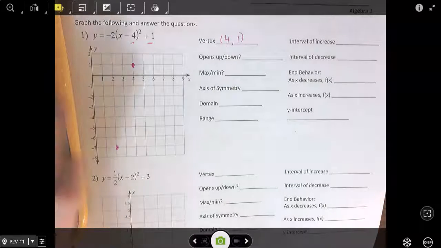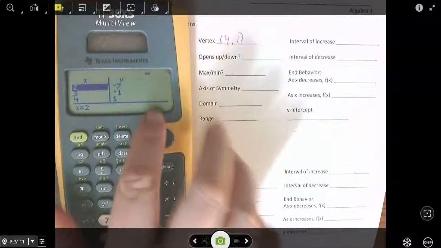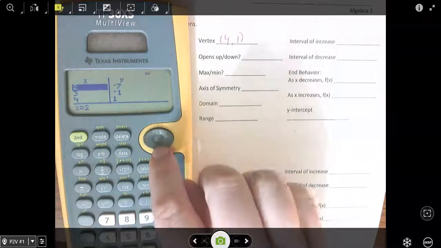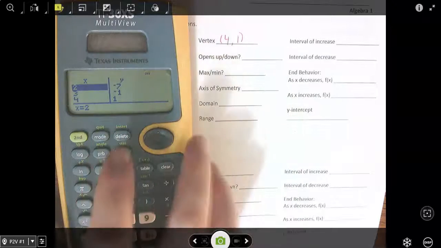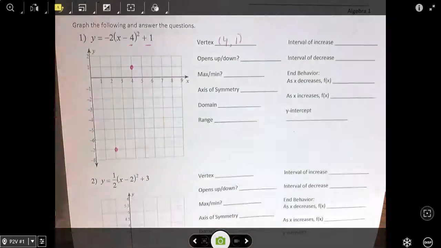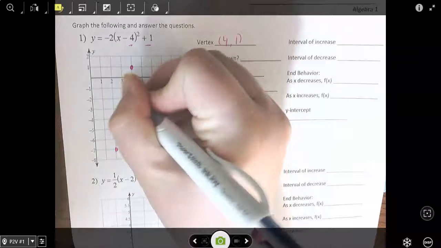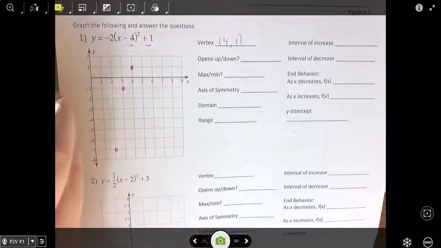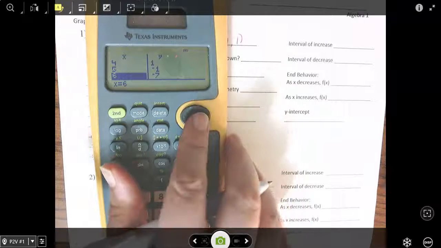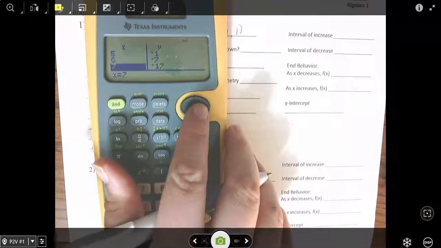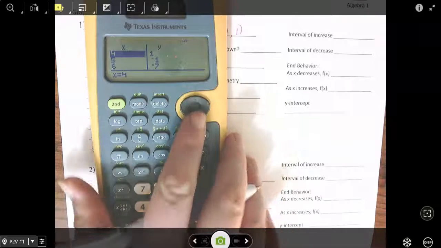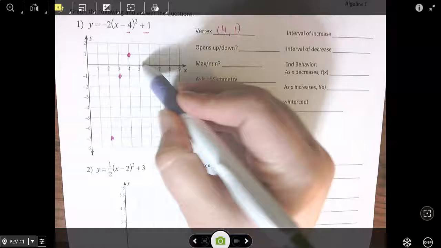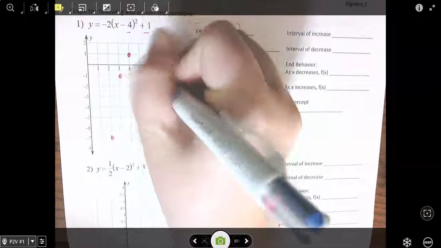Right, so we go to our table, we get 2 points on either side of the vertex. Vertex is (4, 1). I see the point (2, -7), and I see the point (3, -1). So (2, -7) here, and then (3, -1) would be here. Then you're going to look at 2 points on the other side of the vertex, which would be (5, -1) and (6, -7).